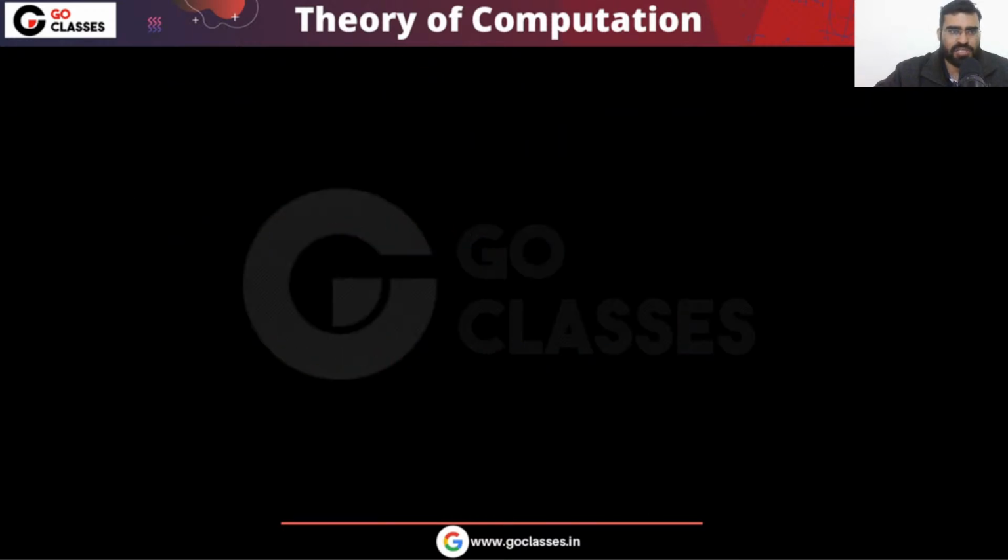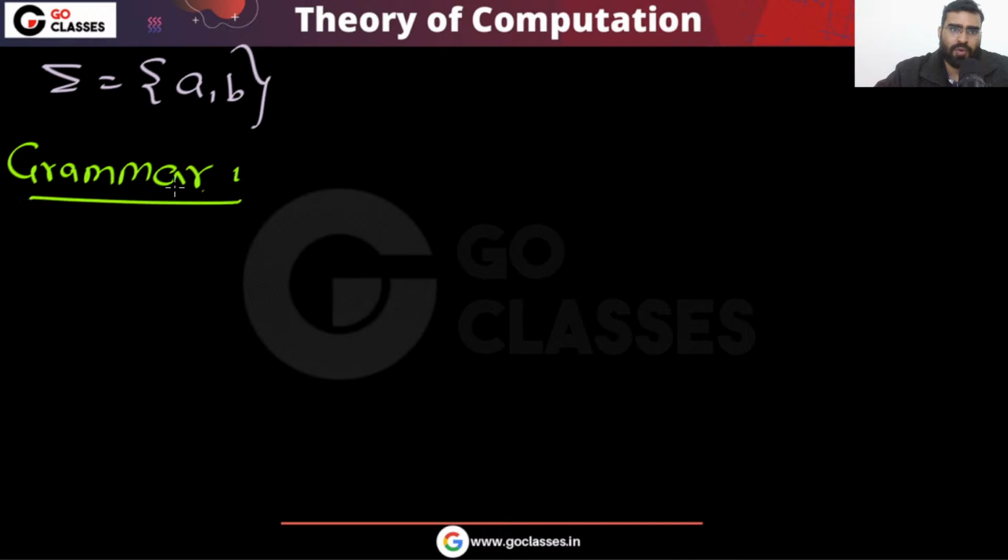simple. For example, if your alphabet is A, B, then how to write the grammar for all palindromes? So let's check it out. How to write grammar? If you want to write grammar to recognize all even length palindromes, so for even length palindromes, how can you create the grammar?